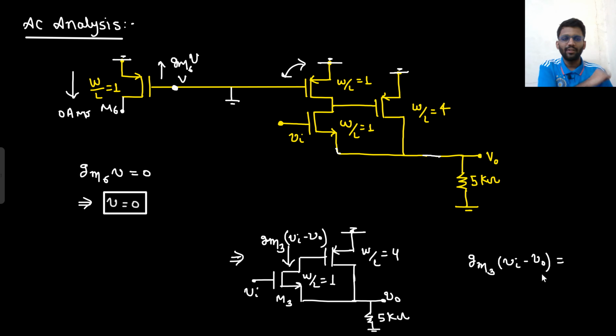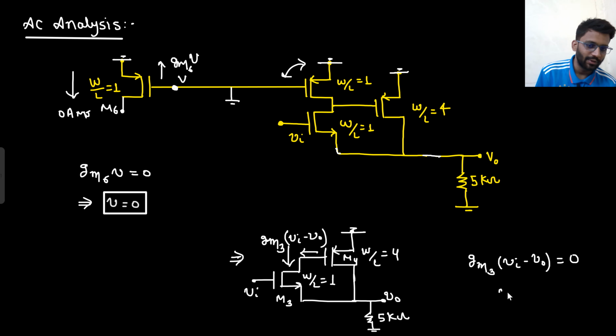Now what will it be equal to? 0. Why so? Because this is the gate terminal. The gate terminal cannot drive any current. This is the gate terminal of this M4 transistor. So the gate terminal of the M4 transistor cannot drive any current. This current would be 0 ampere. So that would be equated to 0.